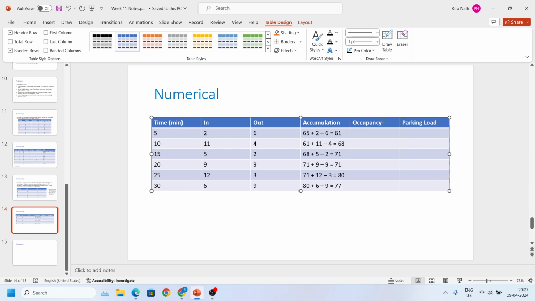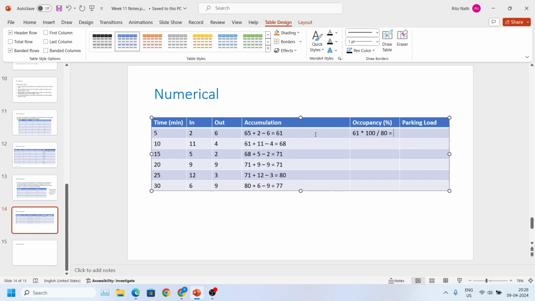For occupancy, let's express it in percentage. So this will be 61 times 100 divided by 80, because there are 80 bays, right? So let's make some space here. 61 times 100 divided by 80 comes out to be 76.25. For the next one, there are 68 of them, so this will come out to be 85%.